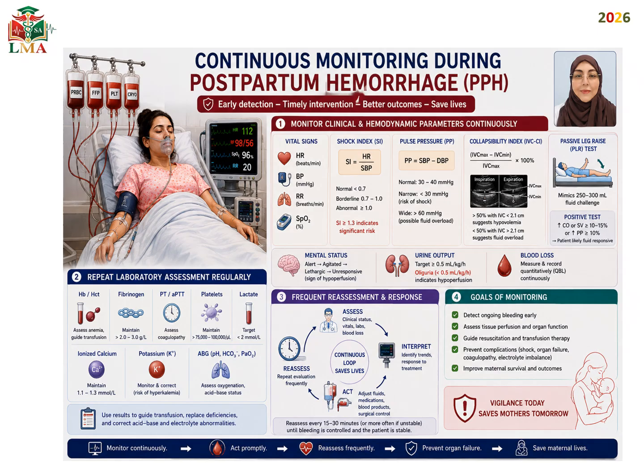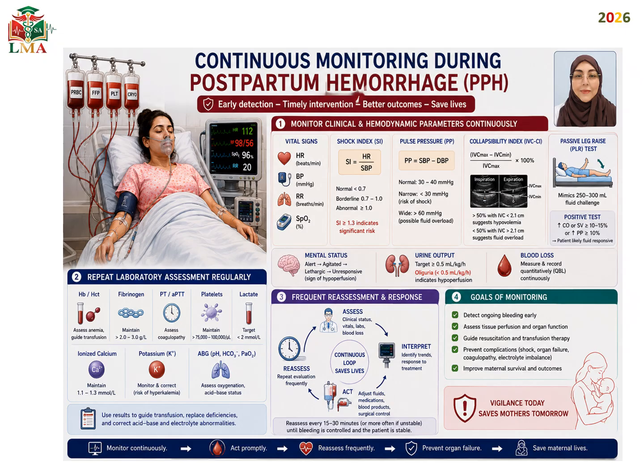Early detection, timely intervention, better outcome, and we will end up saving lives. So in summary, continuous monitoring during postpartum hemorrhage is mandatory, whether we are talking about monitoring of the clinical and hemodynamic parameters like vital signs, shock index, pulse pressure, collapsibility index, and passive leg raise. Look at the mental status, urine output, and blood loss.